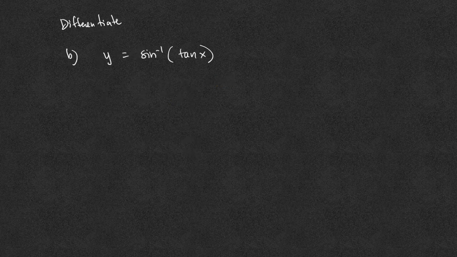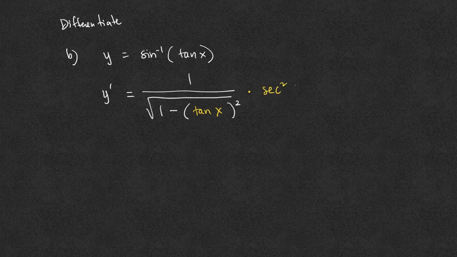Differentiate y equals sine inverse of tangent of x. This is a composite function with the outside function being arcsine, so we will need to use the chain rule. But first, the derivative of arcsine, or sine inverse, is 1 over the square root of 1 minus the inside function squared. The inside function is tangent of x, which is not x, so we will still need to multiply the derivative of the inside function. The derivative of tangent of x is secant squared of x.